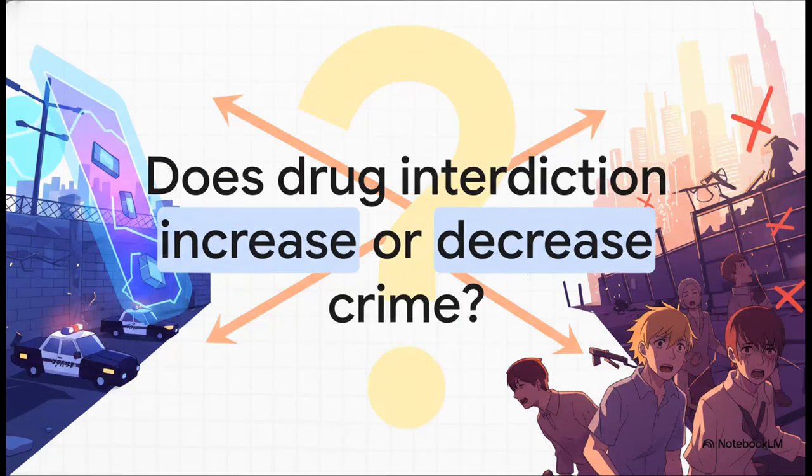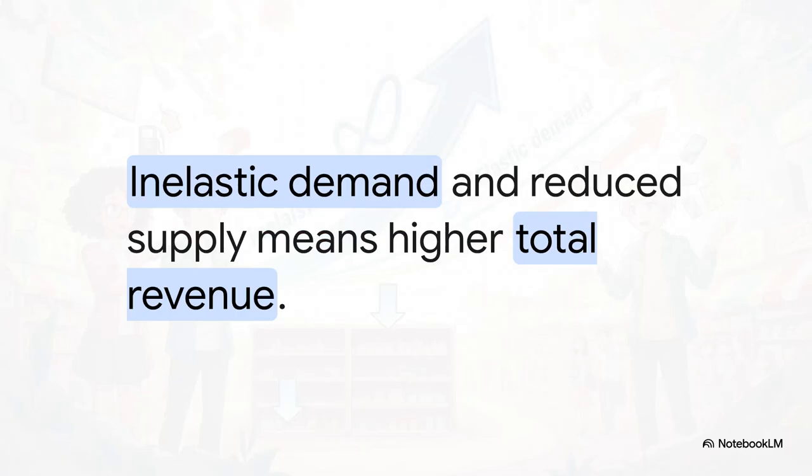And this brings us to our final, and honestly, probably the most heavy-hitting paradox today. When the government increases drug interdiction, meaning they crack down hard at the border to stop illegal drugs from getting into the country, does that actually increase or decrease drug-related crime? So the crucial point is right here in the economic math. Drug addiction makes the demand for illegal drugs incredibly inelastic. Addicts are going to do almost anything to maintain their habit, regardless of cost.